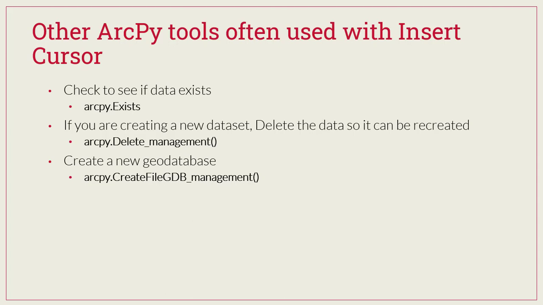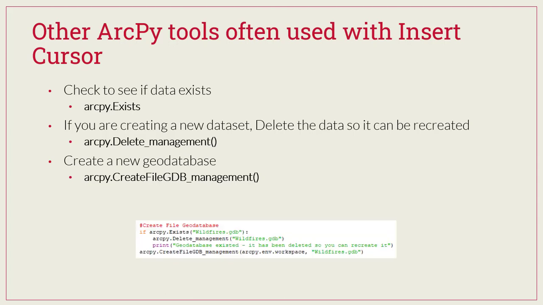And then, like I just mentioned, if you're needing a geodatabase to be created to hold your feature class that you're going to update or to hold a new feature class that you're going to create, you oftentimes need to create a new file geodatabase. And here is a snippet of code that does these three things. It's checking to see if a geodatabase called wildfires exists. If it does, it's going to delete it and tell me that it existed and then got deleted, so that I can recreate it.